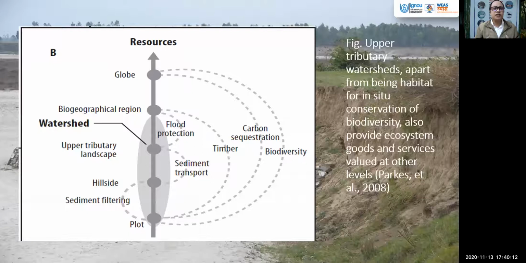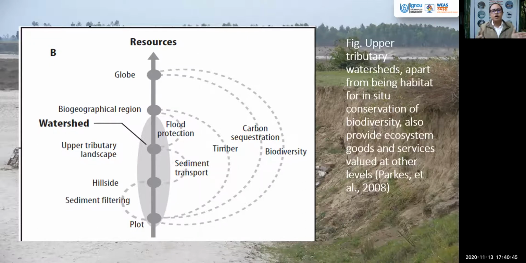If the health of the watershed is good, sediment filtering will be good, because there will be less chance of soil erosion and less chance of sediment transport. In the upper tributary, if you look in the biogeographical region, that's also sediment transport. Another is flood protection. And if you have a healthy watershed, you will also get good timber.